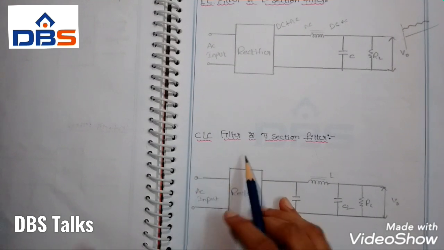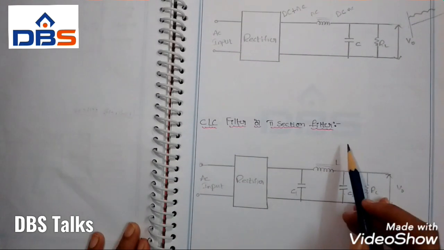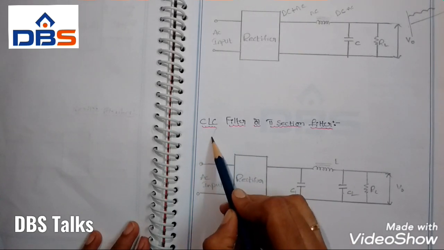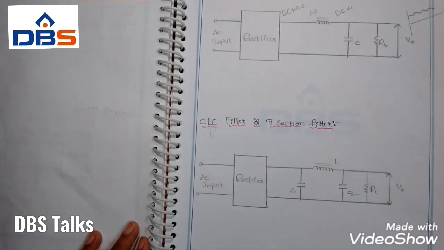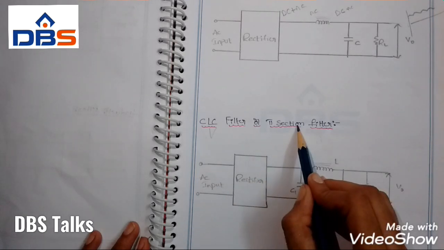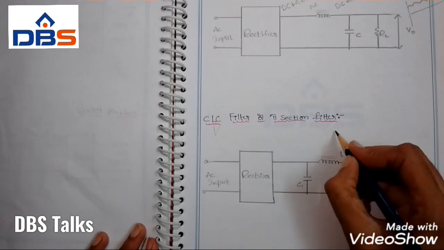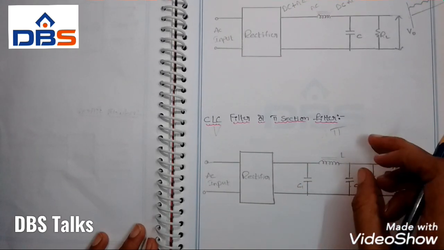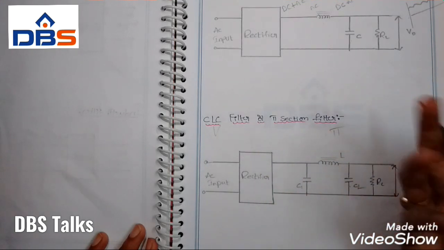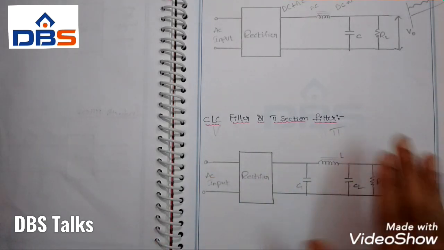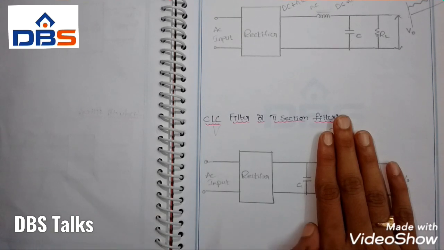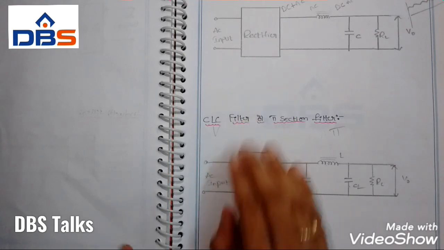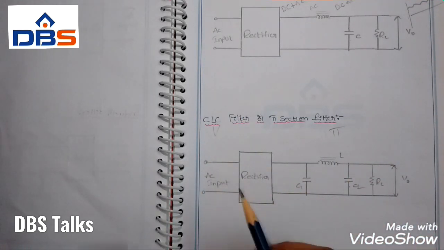And coming to the CLC filter or pi section filter, the name says CLC filter. It means that here we are using two capacitors and one inductor. And here pi section means the arrangement looks like a pi. See, observe here, it is looking like a pi, hence we are calling it a pi filter or CLC filter. If you observe here, it is like a capacitor filter. If you look at this, it is like an LC filter. So it is a combination of capacitor filter and LC filter.